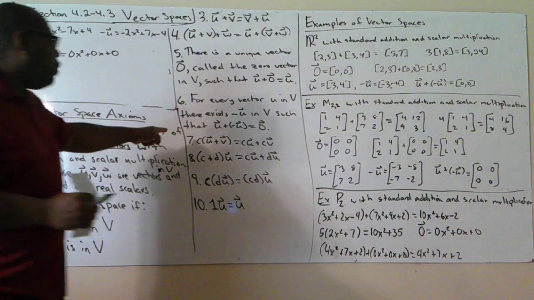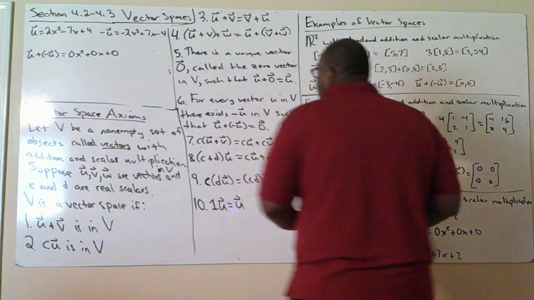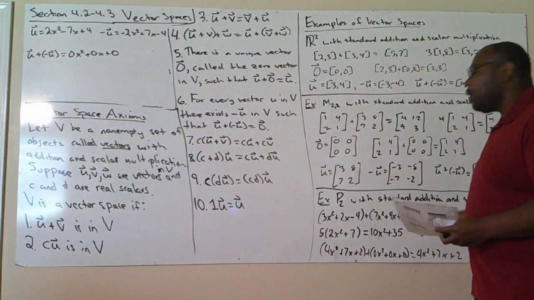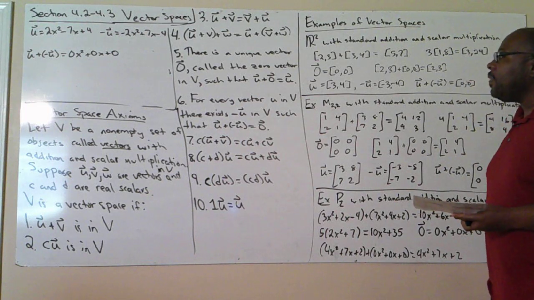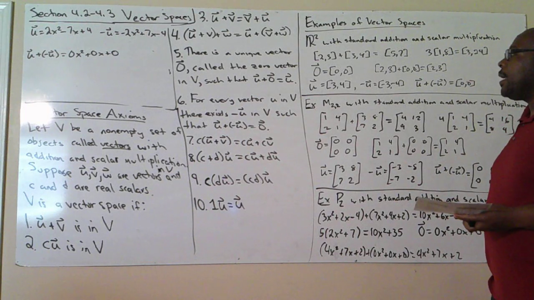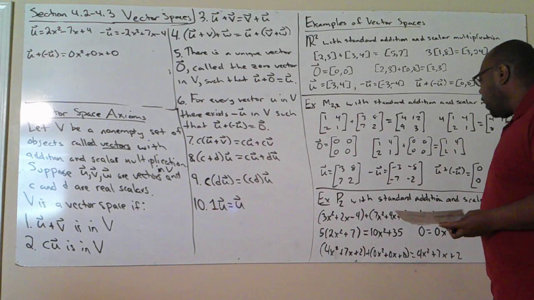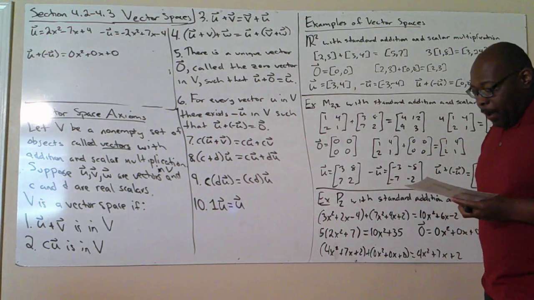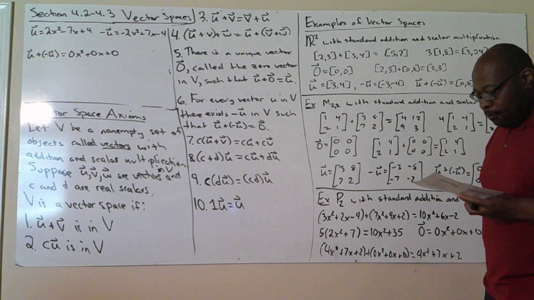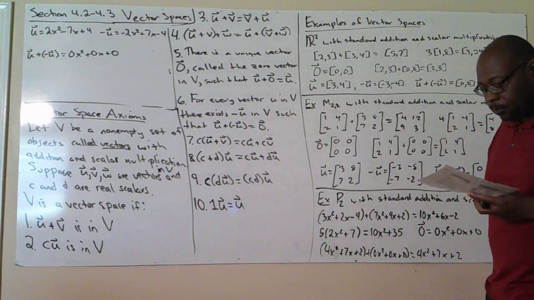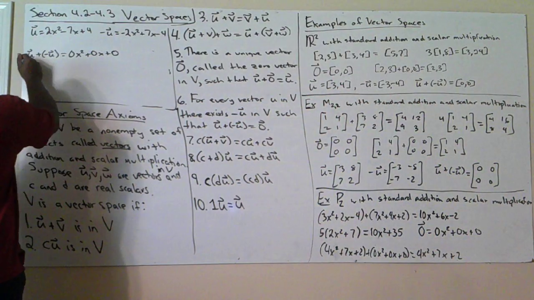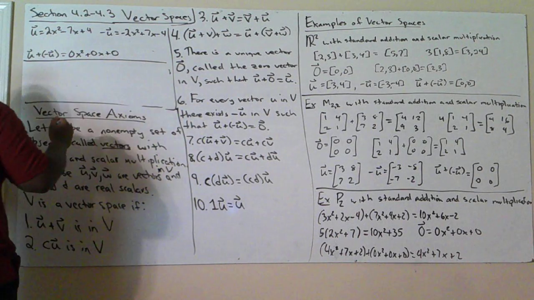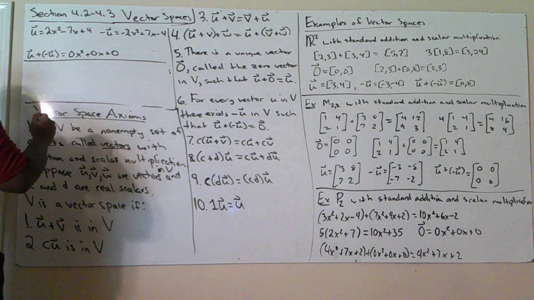Again, I can go through properties 7, 8, 9, and 10 and show that those hold, as long as we have standard addition and scalar multiplication. But I think that's enough for us to get the idea. If you look on the PowerPoint, you notice that I have other vector spaces here that you can look at. Let me just put their names down. I'm not going to do any examples, but that's two more that are here.